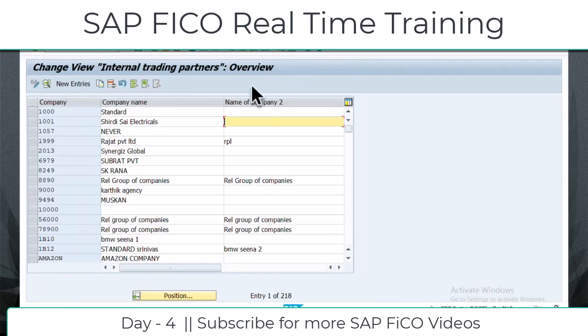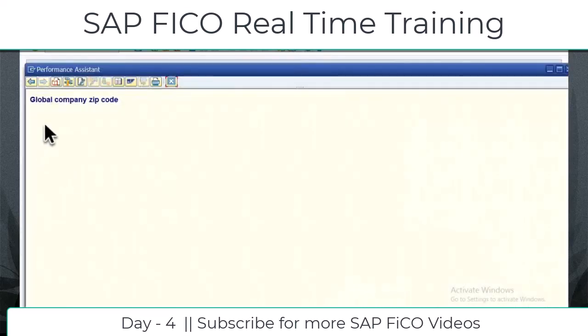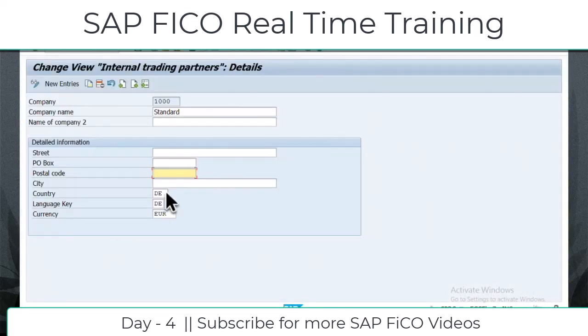And this is help. Help means, for example, I want to understand the meaning of postal code or any particular field. Keep the cursor here, and click on the help button or F1. Then it will explain the meaning of the postal code, a description of the particular object. So like this, you can get help for any activity.